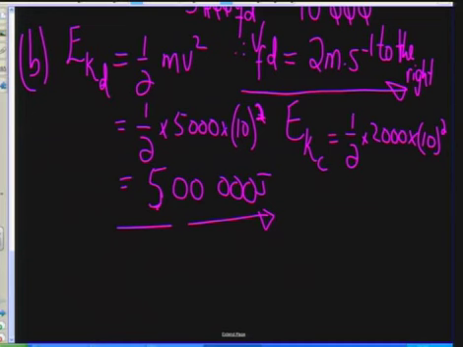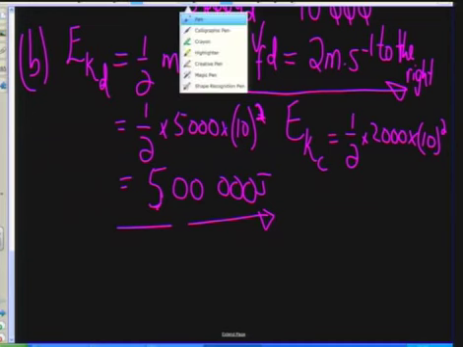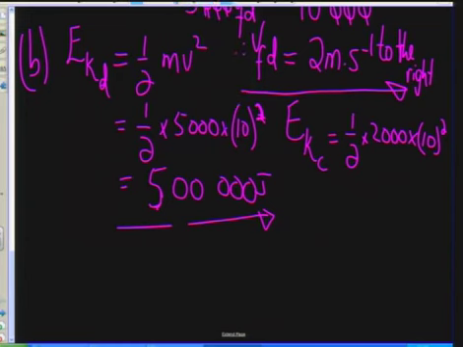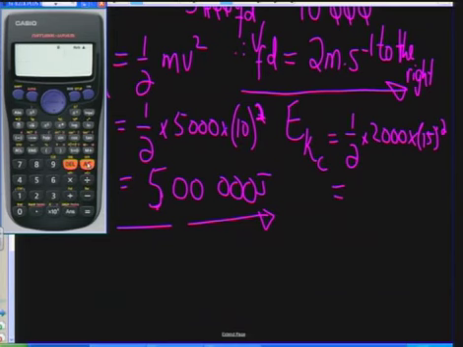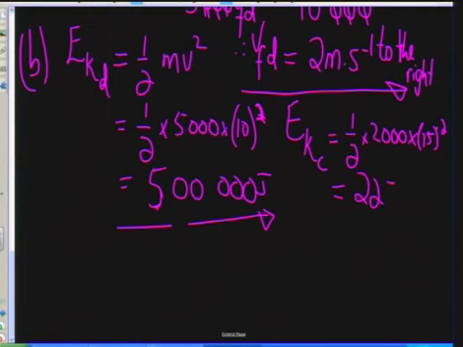Then for the car here, it's 15. This is when we have 15 squared. Let's work that out quickly. It's going to be 15 times 15 times 2,000 divided by 2. So we have it as 225,000 joules.